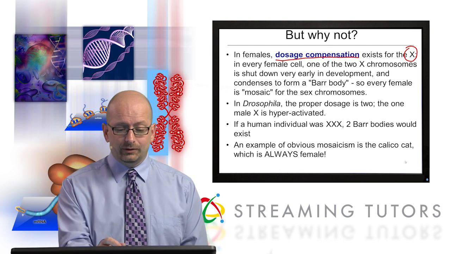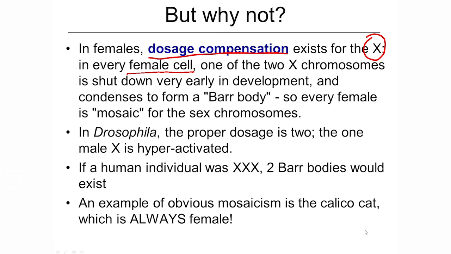So what this means is, in every normal female cell, there are 2 X chromosomes. One of the 2 is shut down, and it's literally physically compacted. It's never heard from genetically, information-wise again, and it sort of condenses and hangs around in the cell. It's referred to as a Barr body after the person who characterized it. So in a very real sense, every human female is a mosaic for the sex chromosomes.